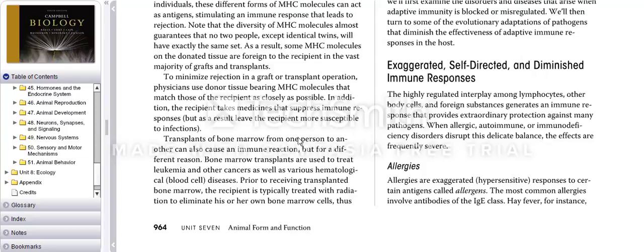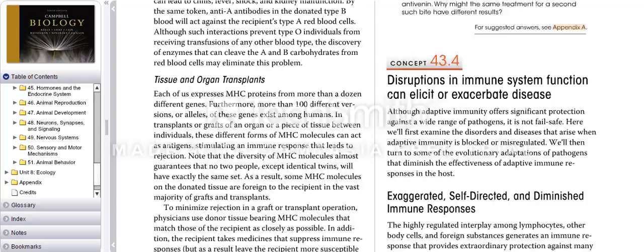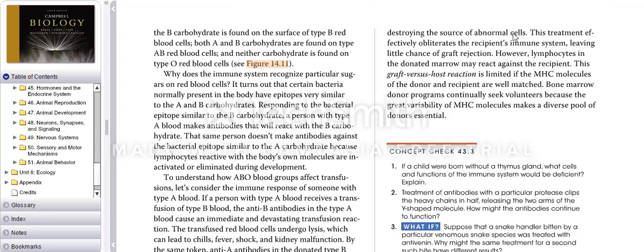It specifies that bone marrow transplants are different because you can have an immune reaction, but instead the B cells are eliminated out of the patient's own bone marrow, so as to destroy the source of abnormal cells. It obliterates the recipient's immune system, leaving little chance of reaction. However, the lymphocytes in the donated bone marrow may react against the recipient. So again, that's why physicians try to match the MHC molecules very well.